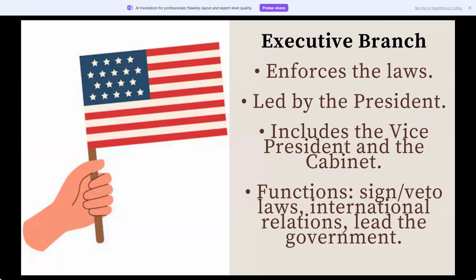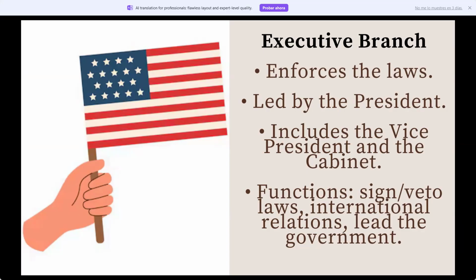Now I will talk about the executive branch and legislative branch. The executive branch is responsible for making sure all laws are followed. It is led by the President of the United States, who is also the Commander-in-Chief of the military. The executive branch also includes the Vice President and the Cabinet, which is a group of advisors who run different departments such as education, defense, and health.